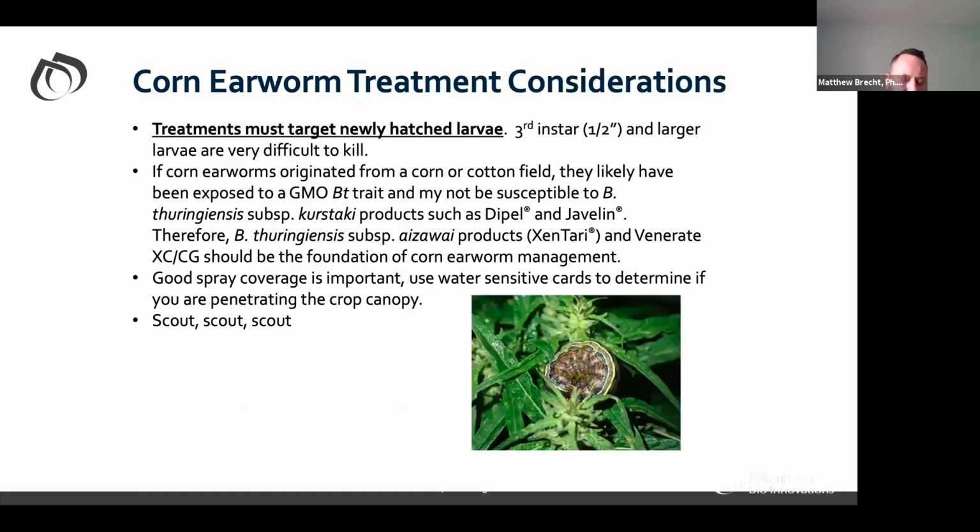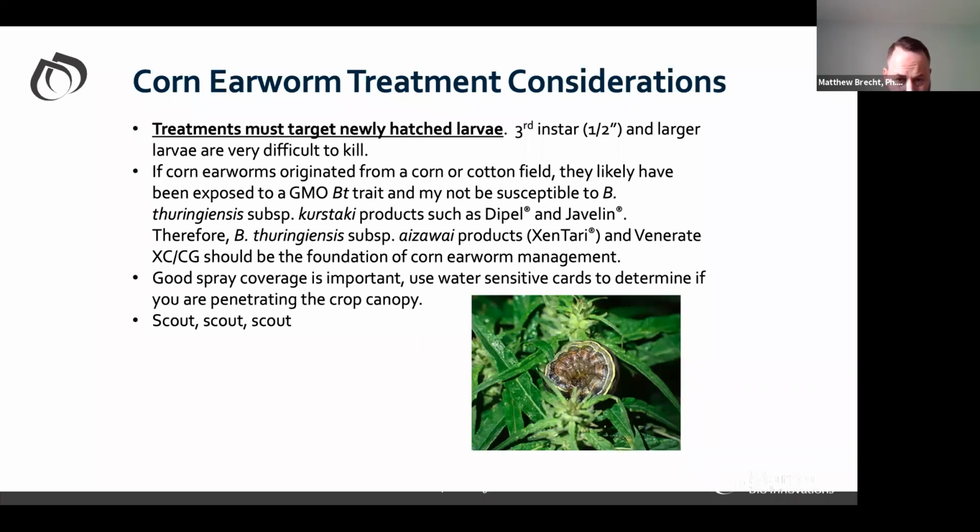Okay, so here are some general considerations when you're treating corn earworms. The larger the insect, and this goes for almost everything, the larger or older it is, the less susceptible it is to our insecticide products. It's kind of a general statement. The smaller they are, the easier they are to control, and the better results you're going to have. Having said that, you want to make sure you target newly hatched larvae, right? So the first couple days, if not the first week after it has hatched, is the timing you want to hit.